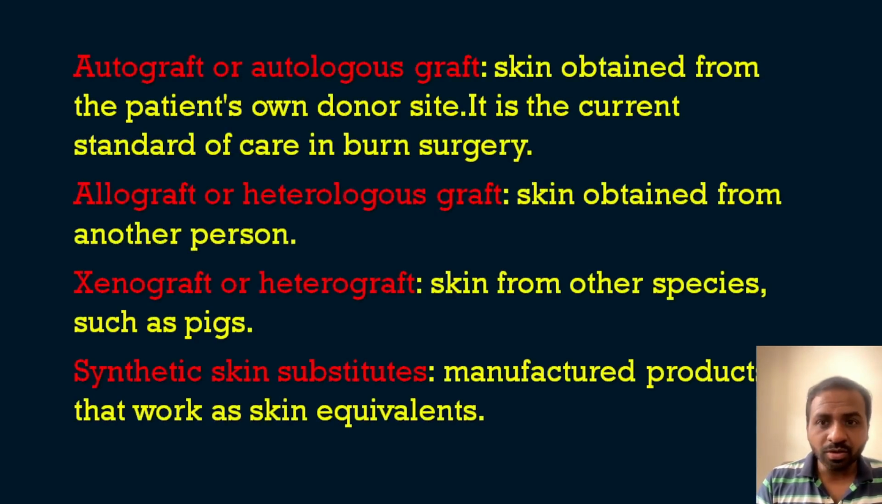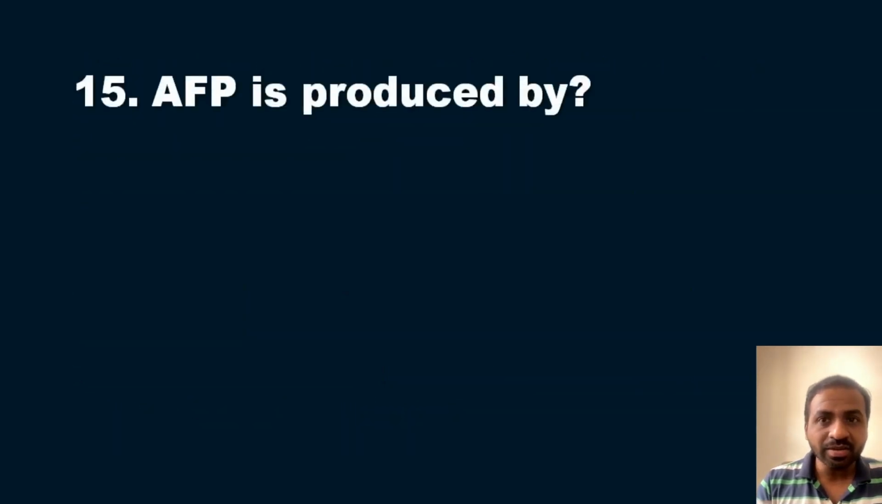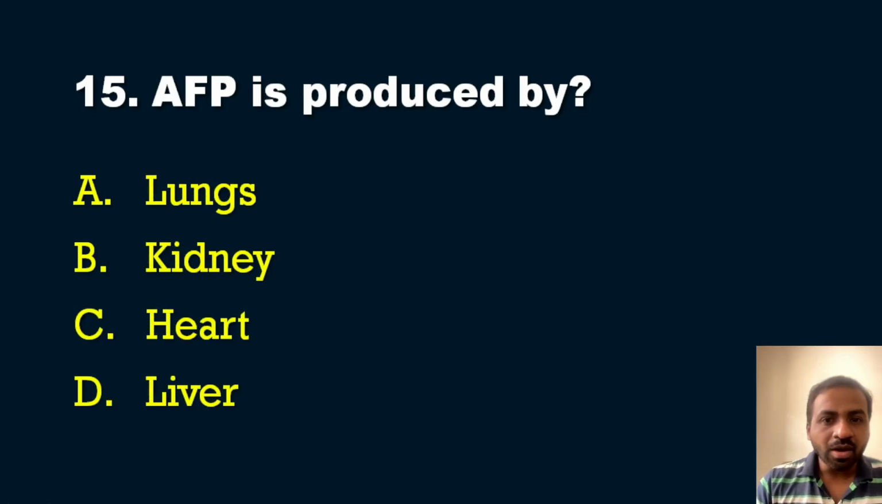We will move on to the last question in our series, the 15th question, that is: AFP is produced by. So the question is very simple. AFP is produced by: the options for you are option A, lungs; option B, kidney; option C, heart; and option D, liver. So AFP is produced by dash. Easy question, last question.